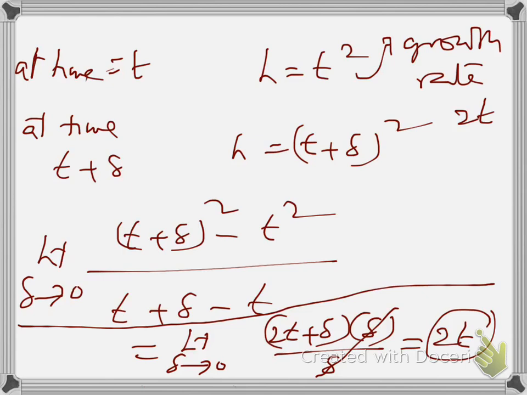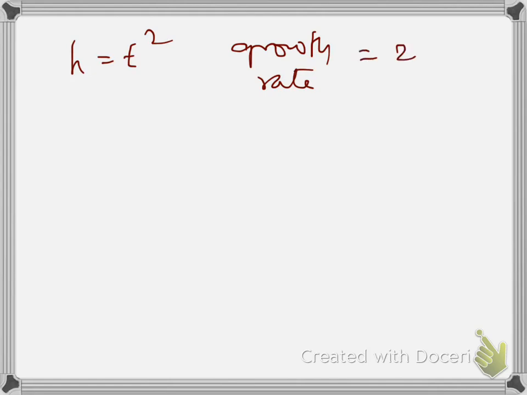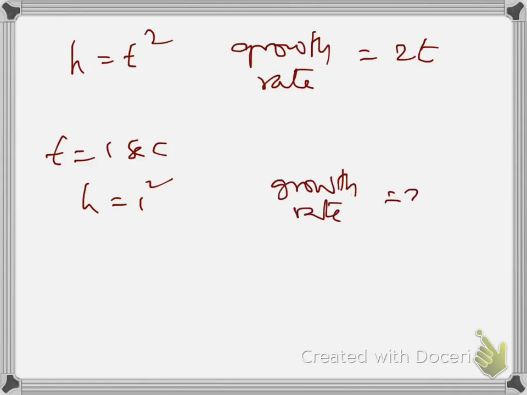Okay. So let me show you some interesting things. Height is t square. Growth rate, we write it like this. Growth rate is 2t. So let's calculate this at different times. At t equal to 1 second, height is 1 square. Growth rate is 2 into 1. So height is 1 meter. Growth rate is 2 meter per second. At that moment it was growing with the rate of 2 meters per second, baby.